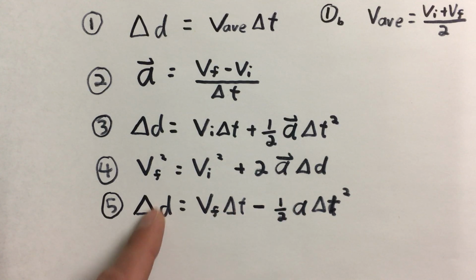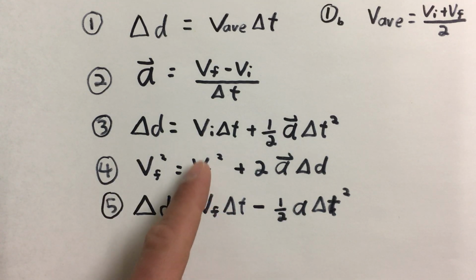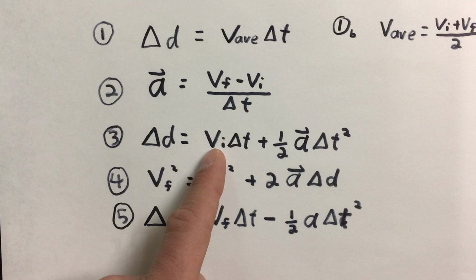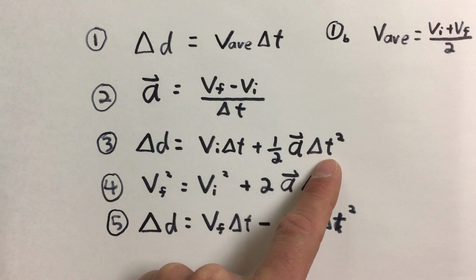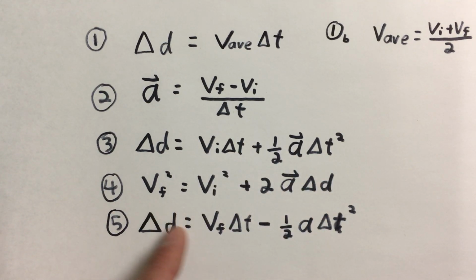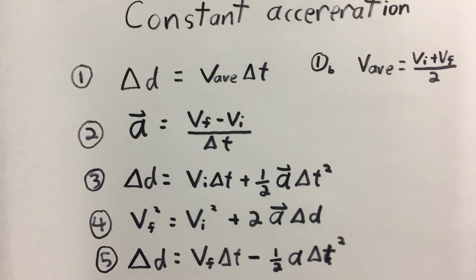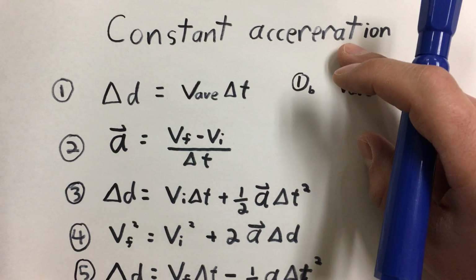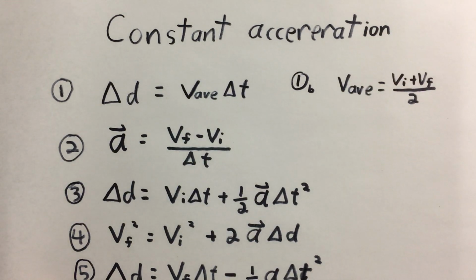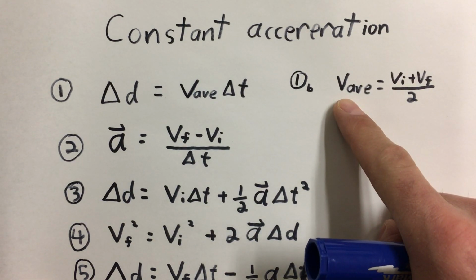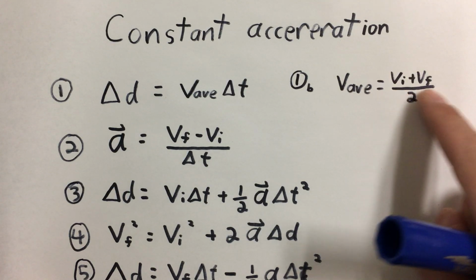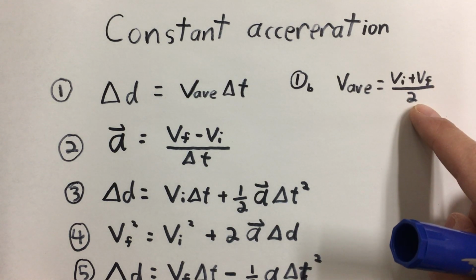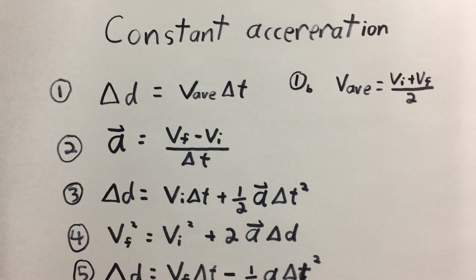This equation here is really this one played out backwards. So whereas equation 3 has initial velocity, time, and an adjustment based on acceleration, this has final velocity and time and an adjustment based on acceleration. And then finally, I'd like to draw your attention here. Now remember, this only works if acceleration is constant. But if your acceleration is constant, then your average velocity is equal to your initial velocity plus your final velocity divided by 2.